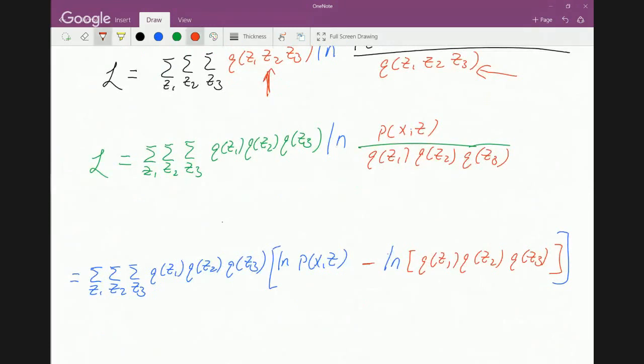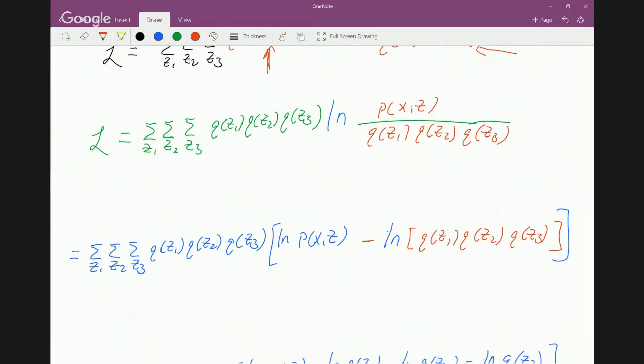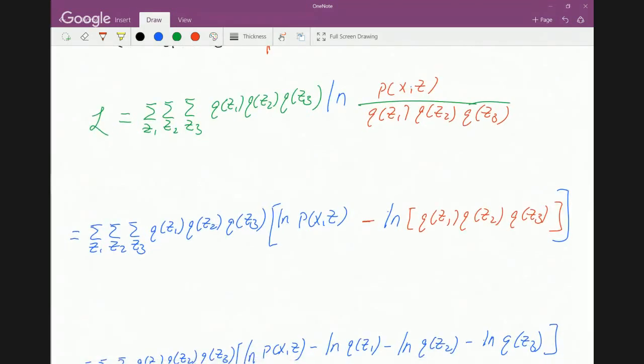First thing I notice is that this is the log. Log of x over y is the same as log of x minus log of y. This is a very good property you should have learned in calculus. And because of this property, notice that I separated the two of them. Now, log of division is subtraction. What about log of multiplication?